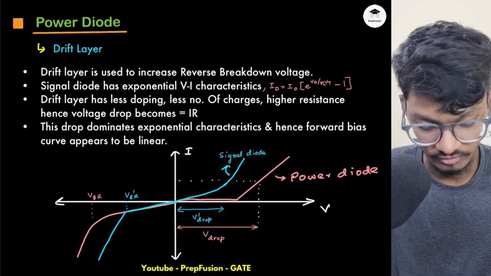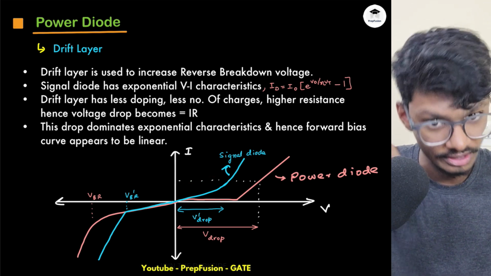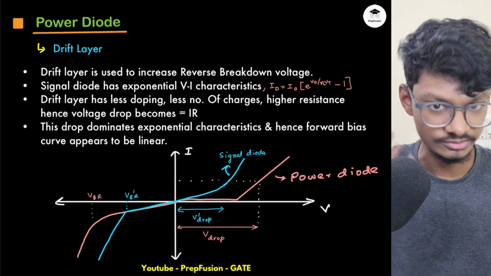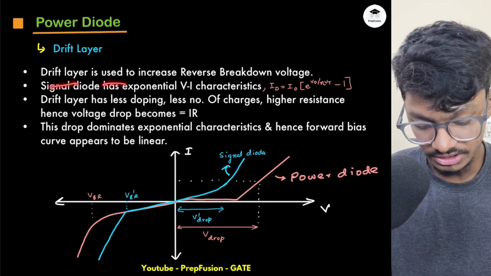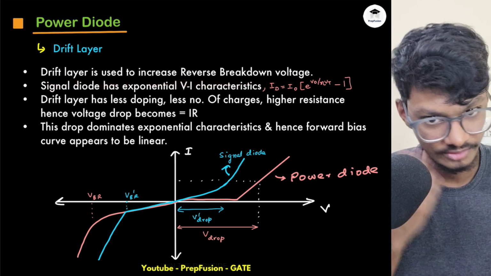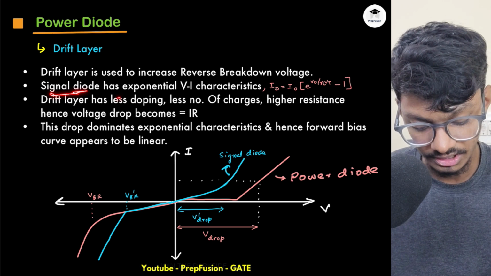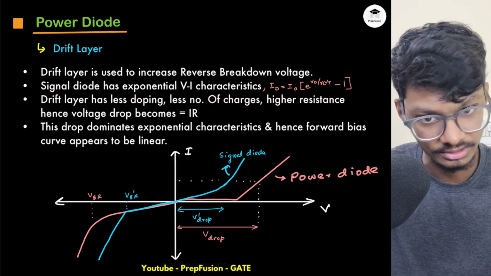So I have drawn these two to compare, and I am not explaining these characteristics because this has already been explained in the diode prerequisite chapter. That's why I am not wasting any time here. I hope you watched that. The drift layer is used to increase the reverse breakdown voltage. I have already explained this previously also. The signal diode has exponential VI characteristics. This I think has been proved in the prerequisites.